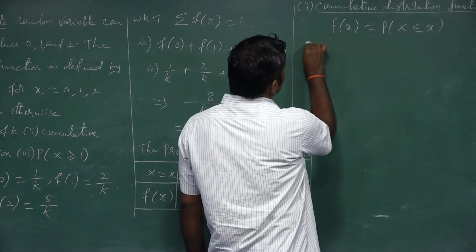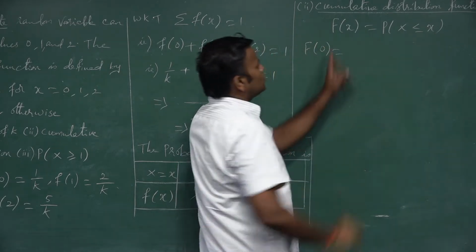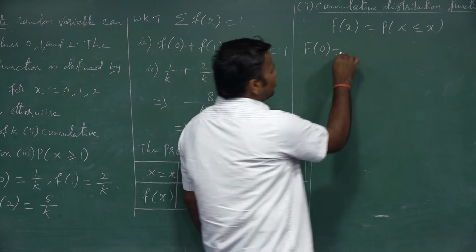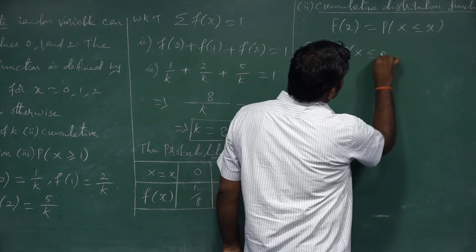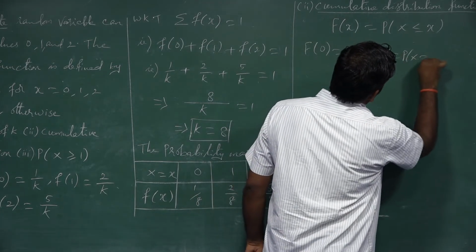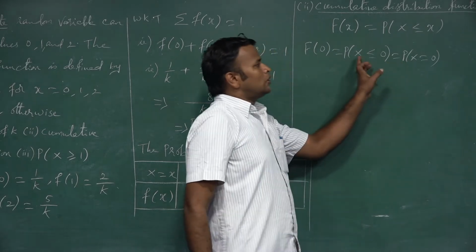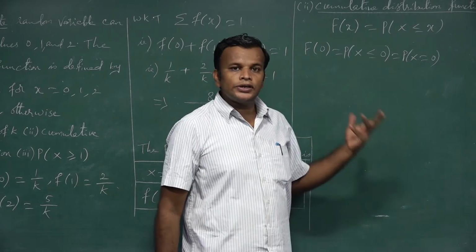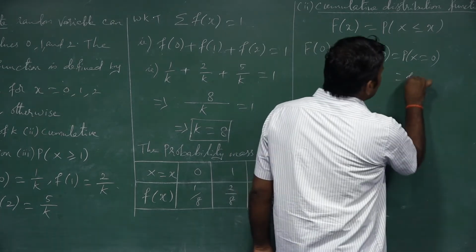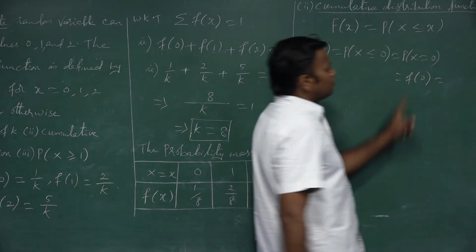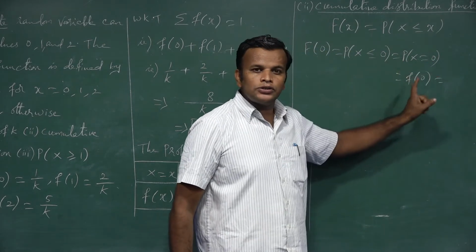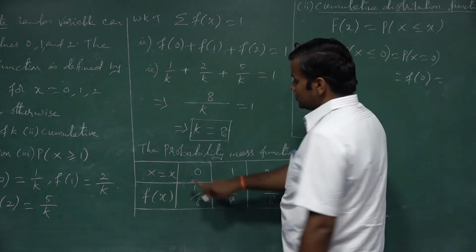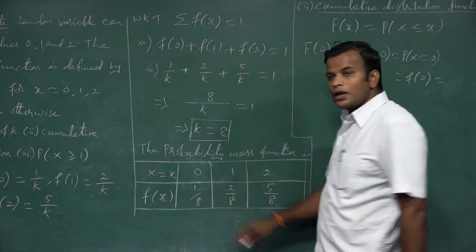So F of 0. In this formula, I replace small letter x with 0. So P of X is less than or equal to 0. The least value of x is 0, so less than or equal to 0 is nothing but equal to 0, which is nothing but f of 0. P of X equal to 0 or f of 0, both are the same. We already found the value of f of 0. You see the table, the value of f of 0 is 1 by 8.